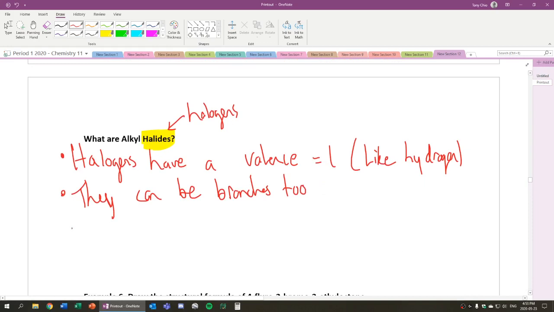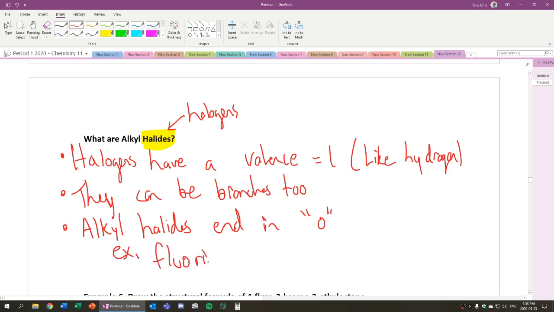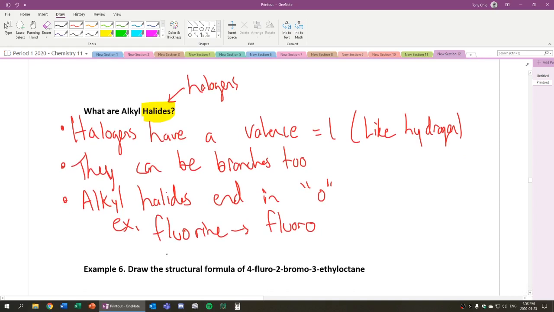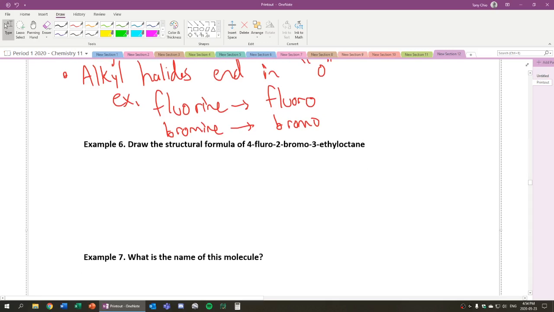So we still name them. How do we name them? We still use the same style of naming them. But the alkyl halides end in O. So for example, fluorine becomes fluoro. Bromine becomes bromo. Okay. So they can become branches too. So let's take a look at this next example to practice it out.